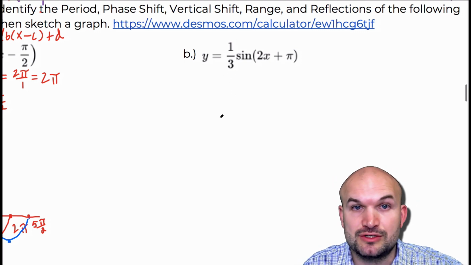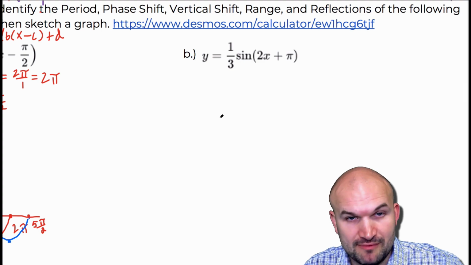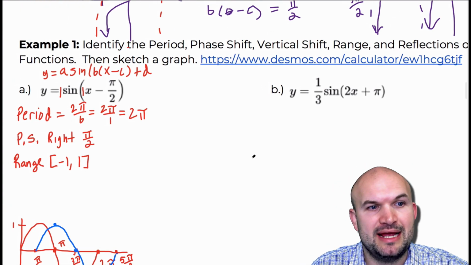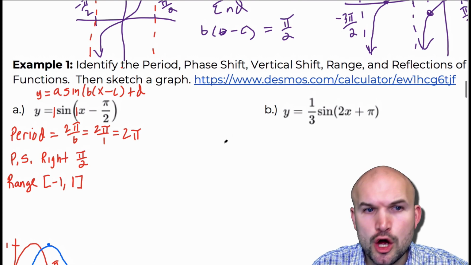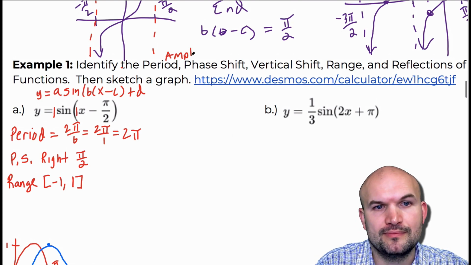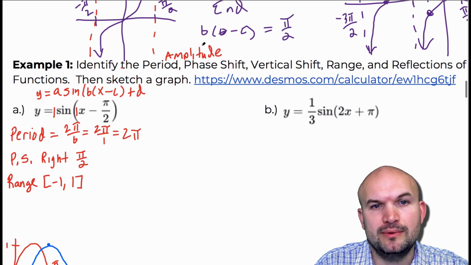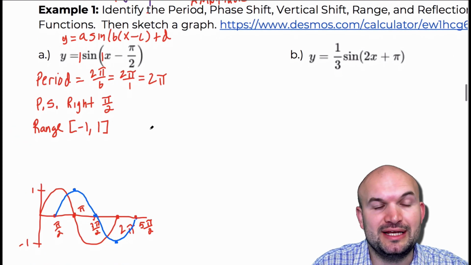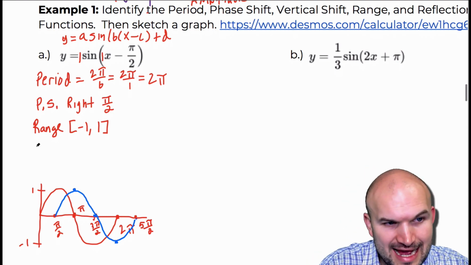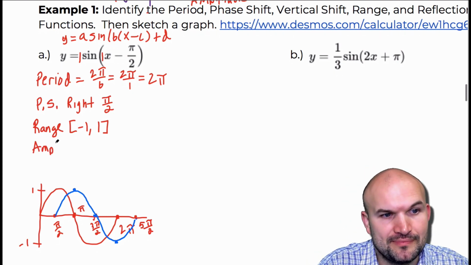All right, now we can see that we are multiplying by 1/3 on the outside. So basically that is going to be vertically compressing the graph. But we don't talk about the vertical compression here, we basically talk about the amplitude. Did I not mention amplitude? Oh no, I forgot to write an amplitude. We got to remember the amplitude. Remember, the amplitude is half the distance from the max to the min. It's also the absolute value of A.